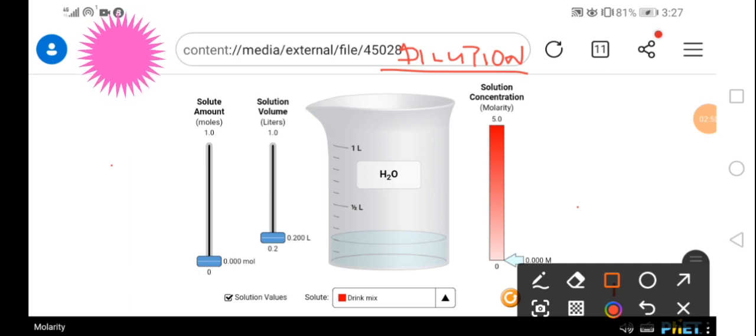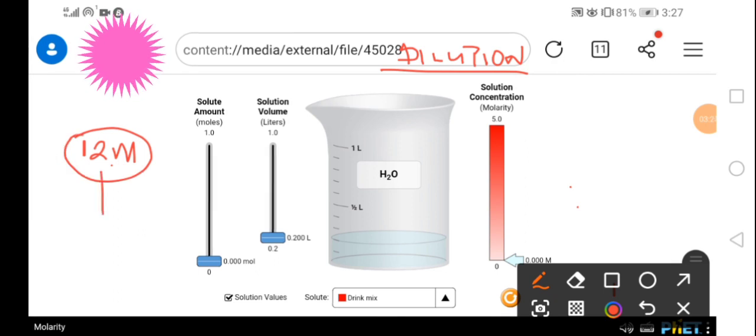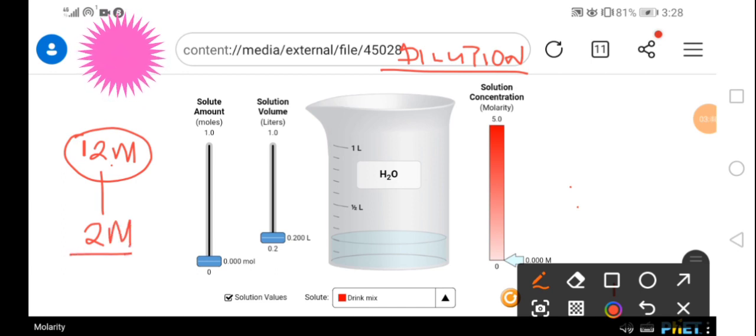If you want to make a 2 molar solution from the stock concentration, for example, if the concentration is 12 molar, this is the stock concentration of the container. The concentration of the solution is 12, and then you just want to make maybe a 2 molar solution. How are you going to do it?